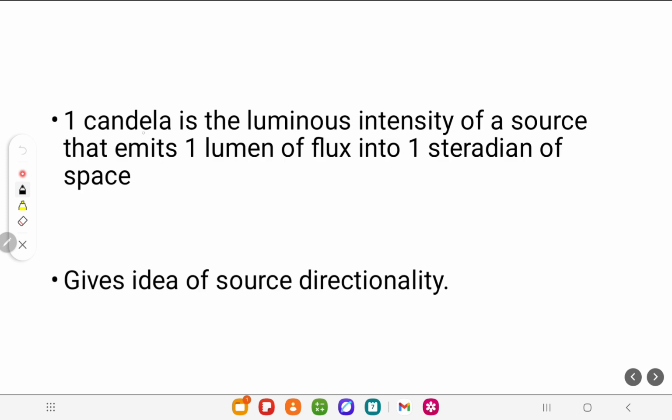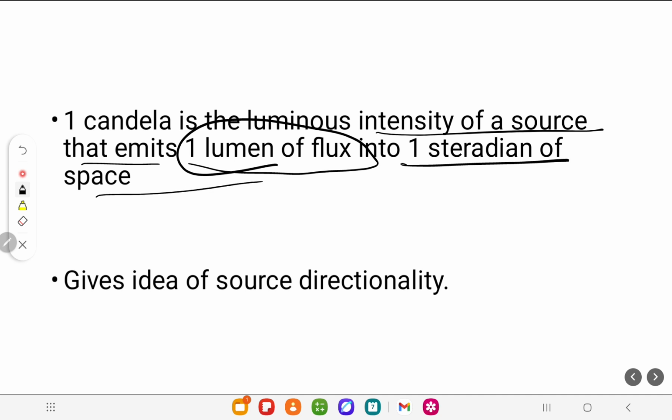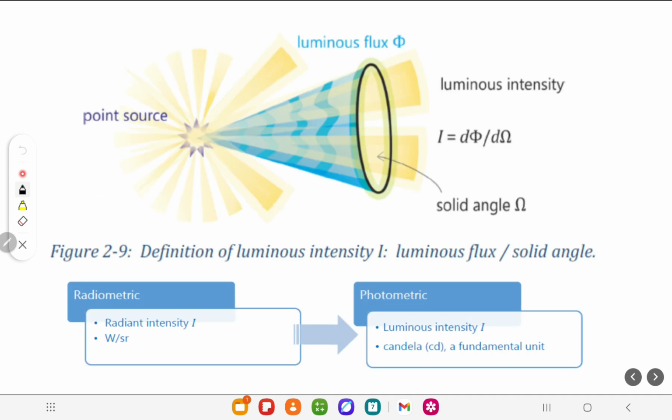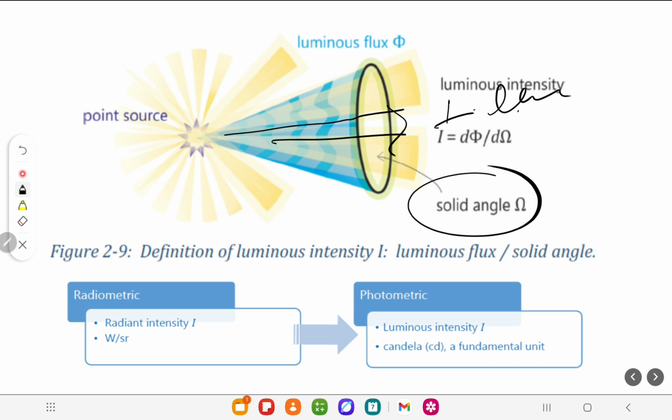What is one candela? One candela means the intensity of a source that emits one lumen into one steradian of space, in a given direction. You see, if one lumen is emitted within 1 steradian, this angle should be 1 steradian, then it is called 1 candela. So it's a fundamental unit in photometry.